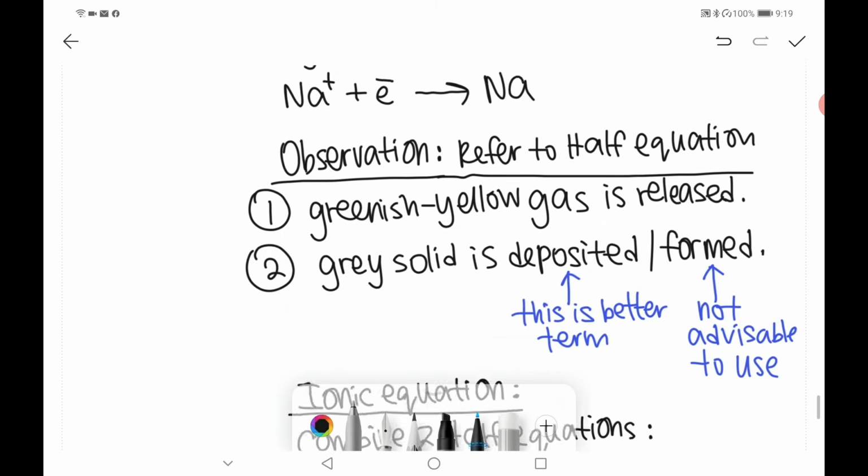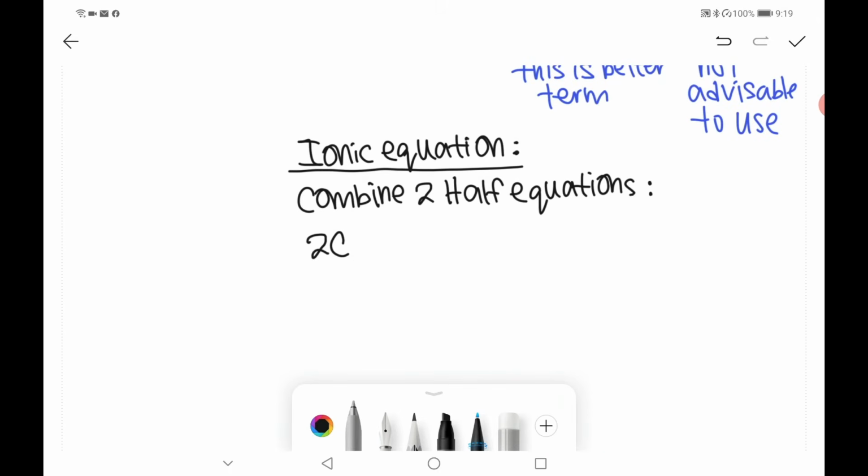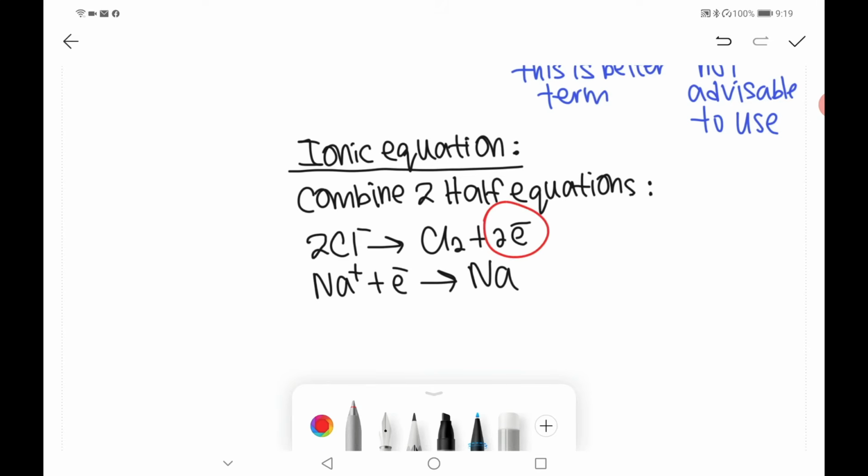The first half equation is here: 2Cl⁻ becomes Cl2 plus 2e⁻. The next half equation we have is Na⁺ plus e⁻ becomes Na. Remember, if we want to combine two half equations, the number of electrons must be the same. The first half equation has 2 electrons, the second has only 1 electron, so we cannot combine yet. The second half equation, everything needs to be multiplied by 2. Then the electrons are the same.